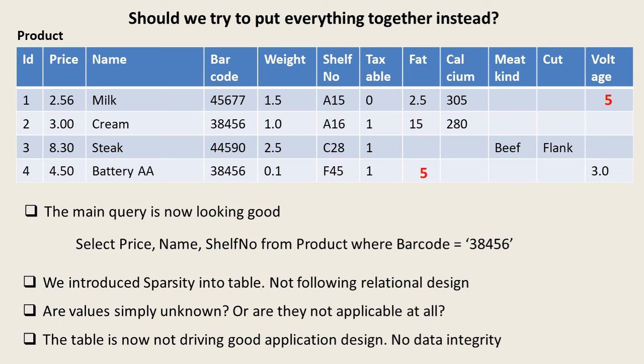But this is only because my example is pretty explicit, it's pretty clear. And this is only clear in this example. Let's say you have other column names, something like production code. How do you know whether it's applicable to battery, whether it's applicable to milk? You will never know this, actually. So the conclusion here: this table design is not driving good application design.